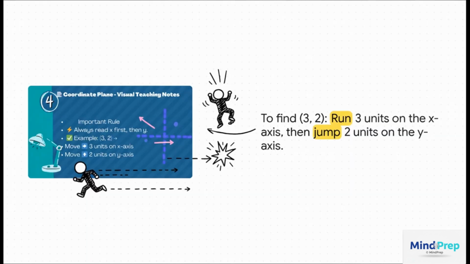All right, let's actually try this out with the address (3, 2). So, using our rule, first we run. We go 3 units over to the right along the x-axis. Then, from that spot, we jump 2 units straight up. And boom! Just like that, we've pinpointed our exact spot. It really shows you how perfectly precise this system is.